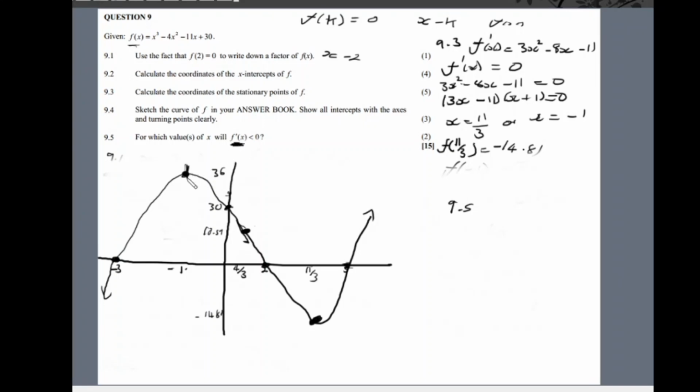So from here to here, the function is decreasing. So the function is decreasing in this region, right? From here, it's decreasing from x equals -1 to x equals 11/3. So those values of x for which the first derivative of the function is less than 0 will be x greater than -1 but x less than 11/3, right?